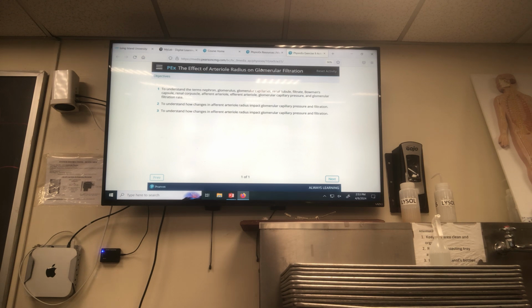The effect of arteriole radius on glomerular filtration. Number one is to understand the terms nephron, glomerulus, glomerular capillaries, the renal tubule, where I had the lumen, and the filtrate. That's my second compartment. So the first compartment is the glomerular capillary. The second compartment is my filtrate. And then there's Bowman capsule, and the renal corpuscle. And there's the afferent arteriole, the efferent arteriole, the glomerular capillary pressure, and the glomerular filtration rate. We're going to be looking at all of those. Then we must understand how changes in the afferent arteriole radius impact glomerular capillary pressure, filtration, and urine production. Even though they didn't put that in there, we're going to be looking at that also.